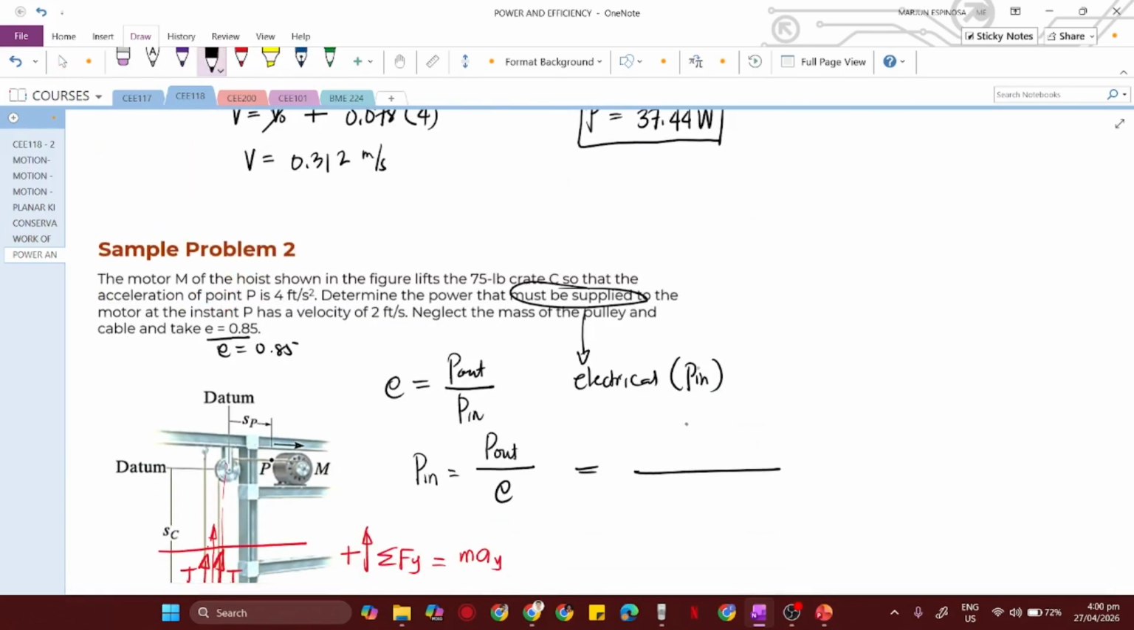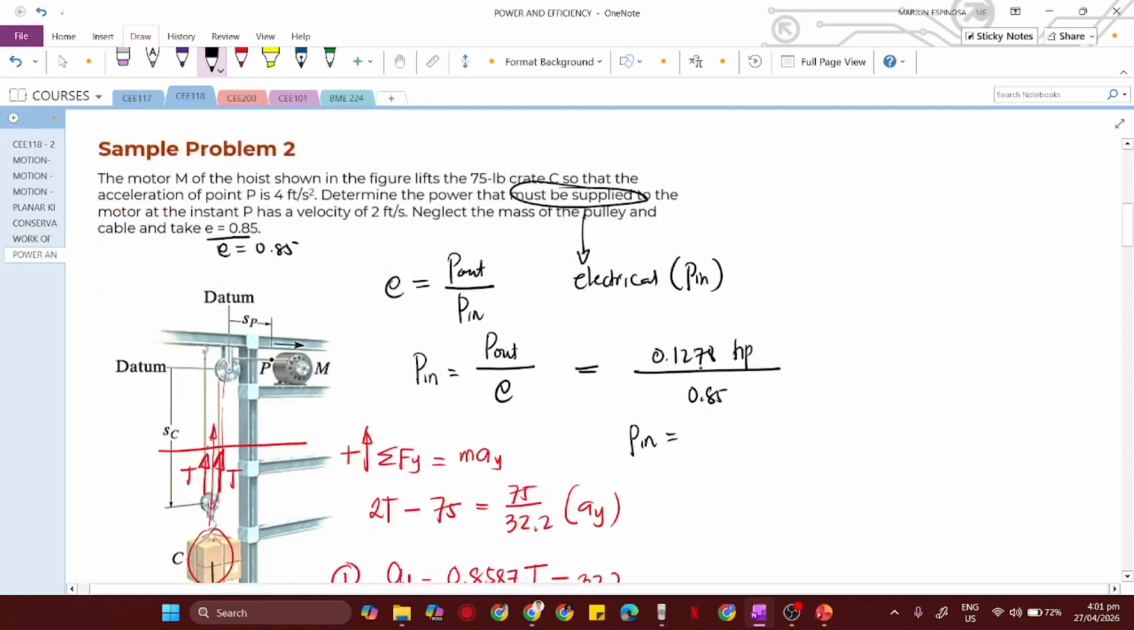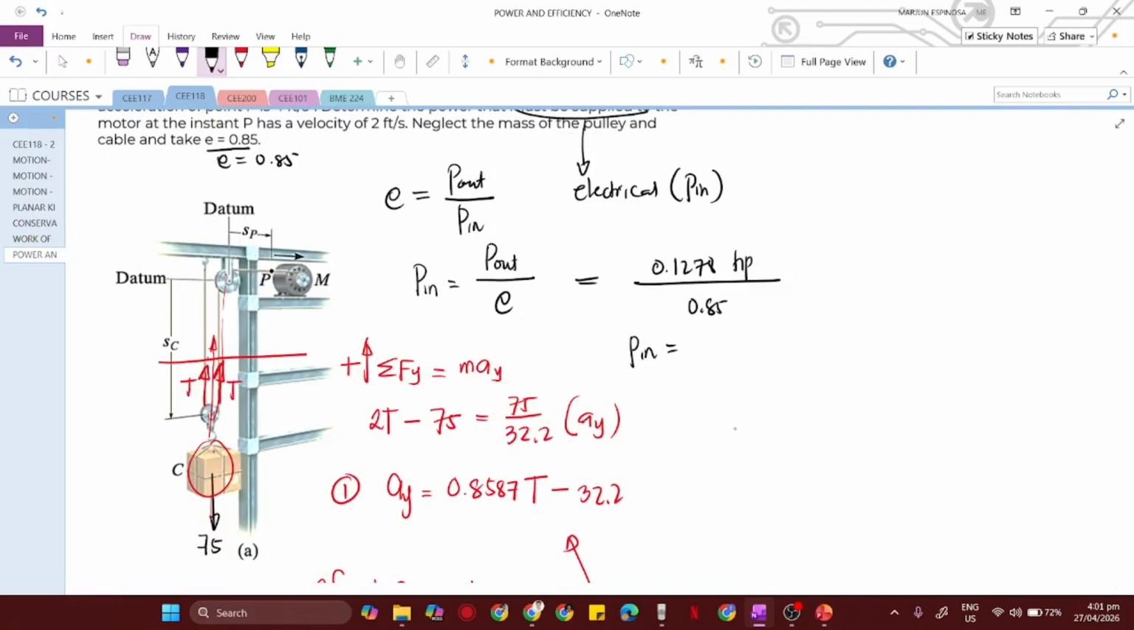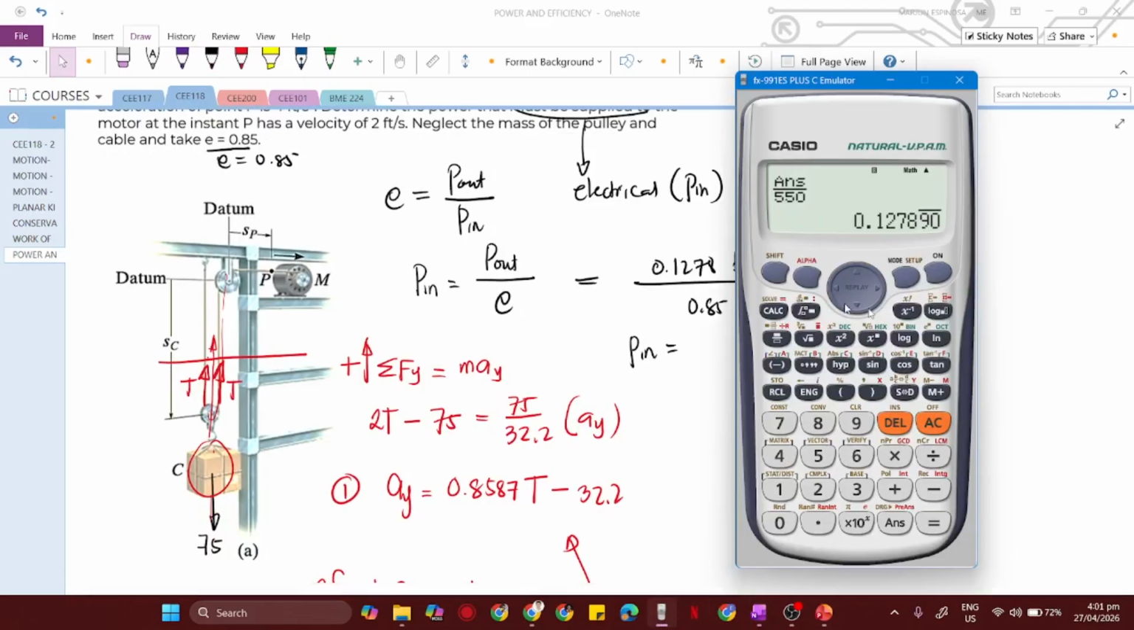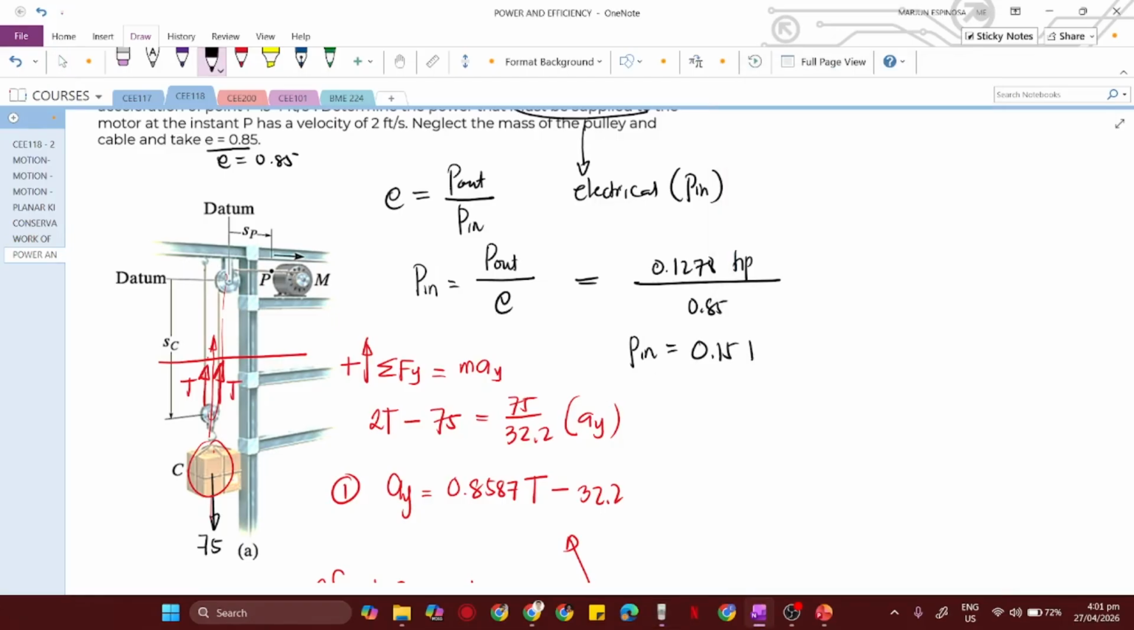Okay. 0.1278 HP divided by efficiency 0.85. Okay, kindly give me the supplied power na need natin. So that is, divide 0.85, you would get 0.15. Okay, 0.15 horsepower. So ito yung kakailangan natin na power.